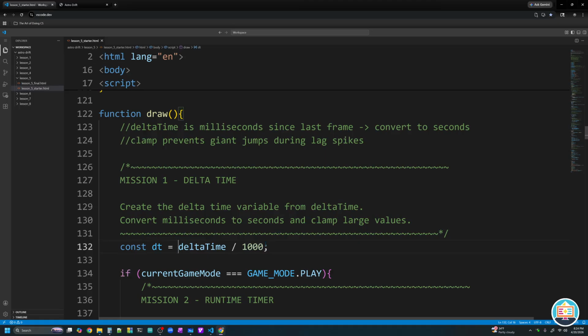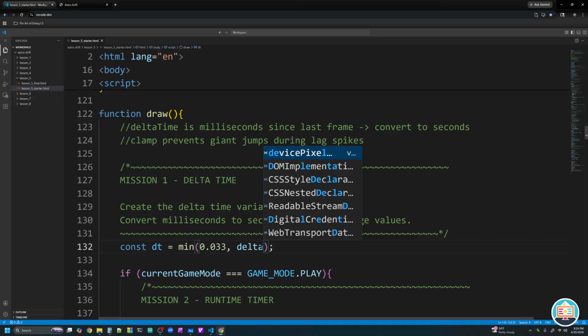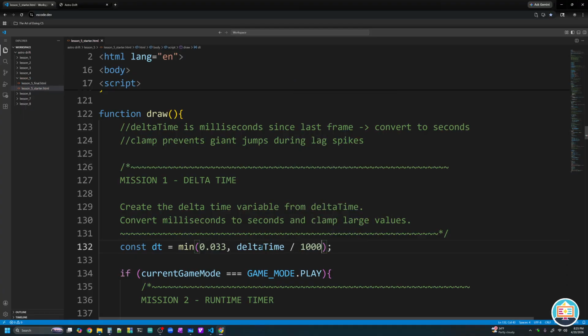Now, this is a little confusing. This always confuses me. If I want to set a maximum number that we will use for this dt variable, what I can do is use the min function. So the min function is going to pick the smaller of two values that I give it. So I'm going to set a lower bound of 0.033, and then my upper bound will be delta time divided by 1,000.